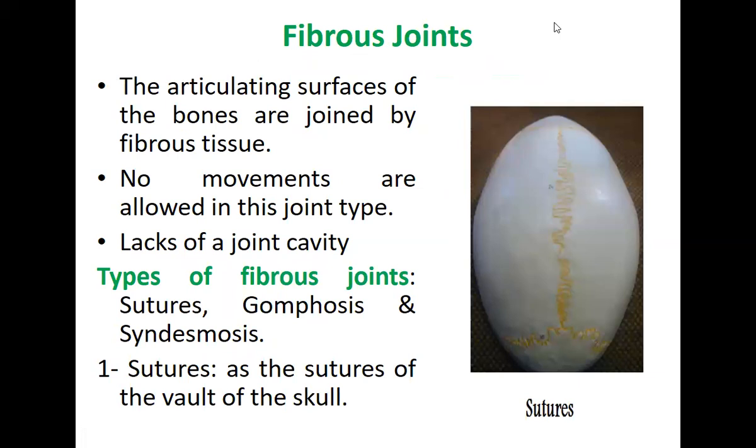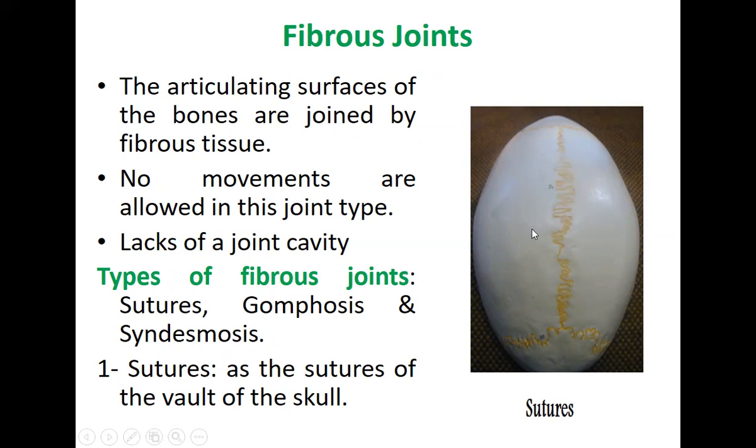The first type is the fibrous joint. Okay, fibrous joint. The articular surfaces of the bones are joined by fibrous tissue. When the two bones come together, in between, if you see this yellow colored structure, there is fibrous tissue in between. These are called sutures.